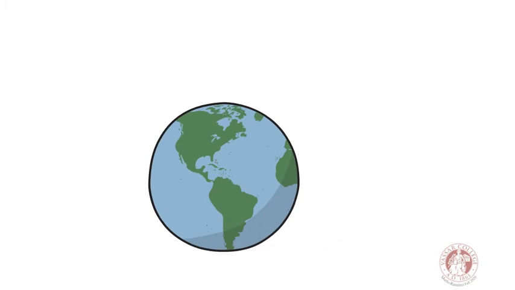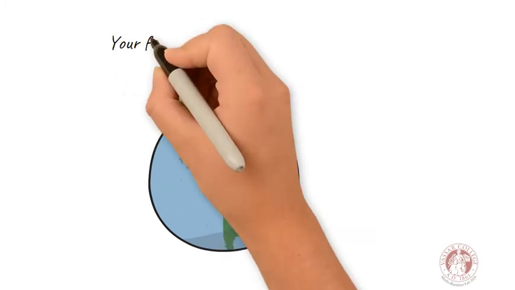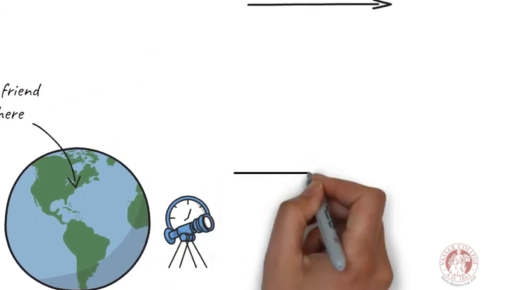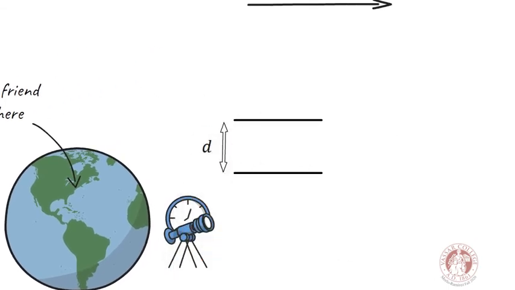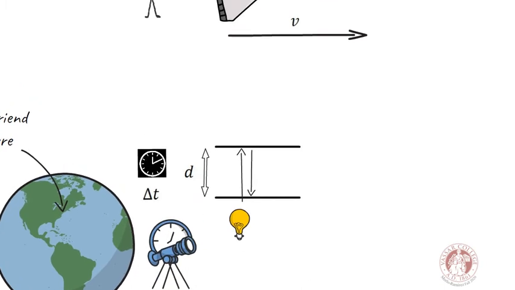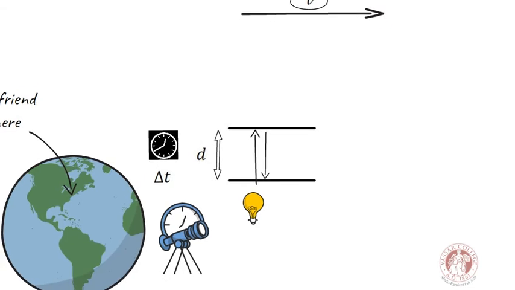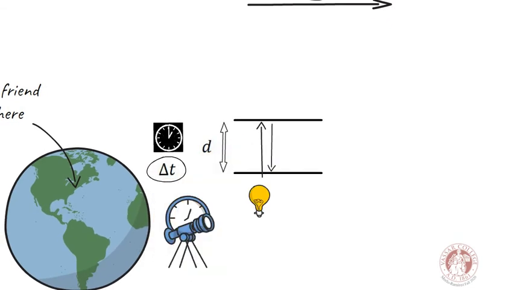Now, let's repeat the same experiment, but this time, one of your friends is observing from the Earth. The experimental setup is the same. In order to avoid confusions, the time measured in the timer by the observer at the Earth is called delta t. Don't forget that the spaceship is moving with constant speed v. Now, we should ask, what time will your friend observe in the timer at her position?